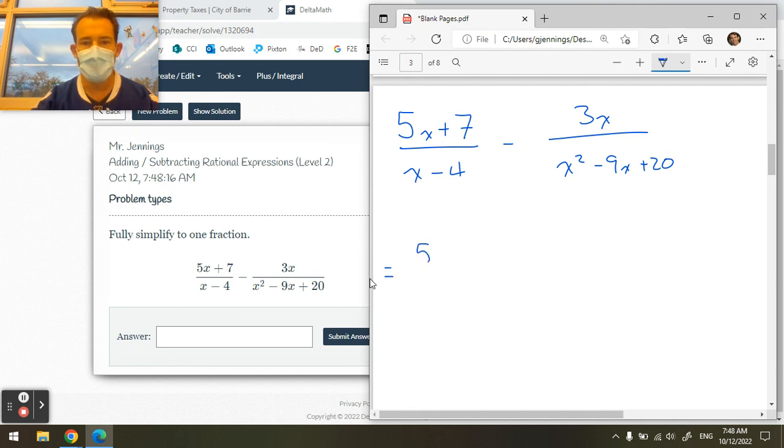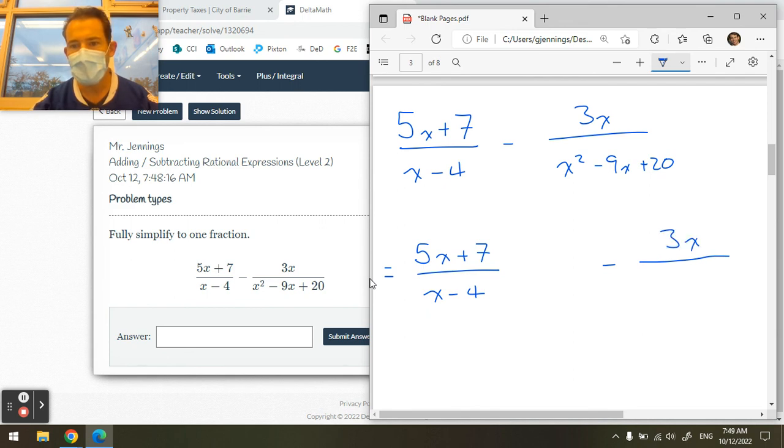So we're going to copy out this bit, 5x plus 7. I'm going to leave a lot of space because I know I'm going to need to create a common denominator, minus 3x is still on top there. And on the bottom, we're going to have x minus 4 times x minus 5.